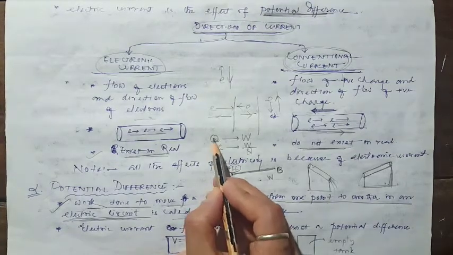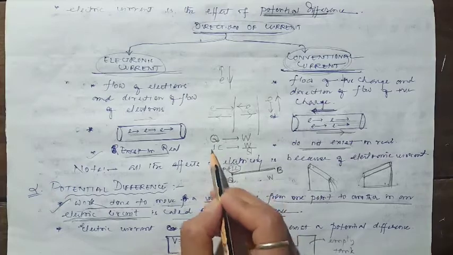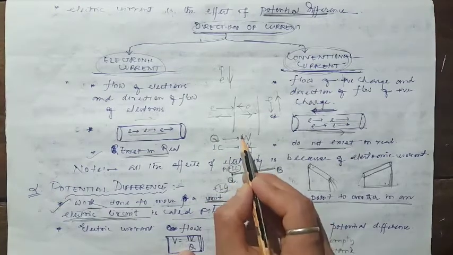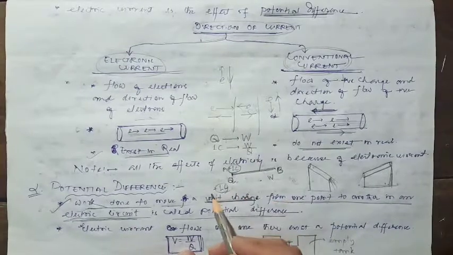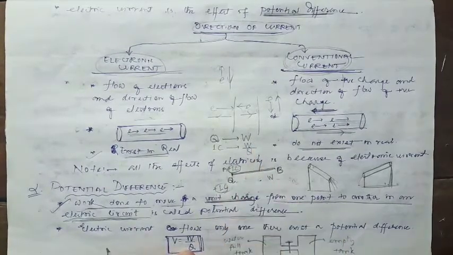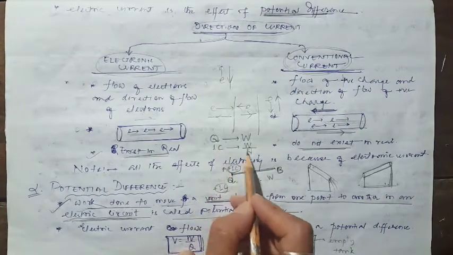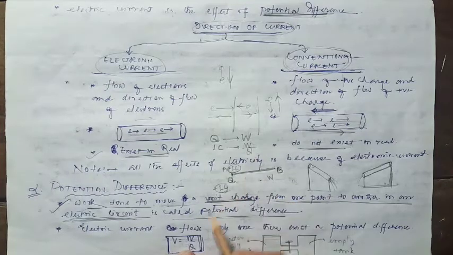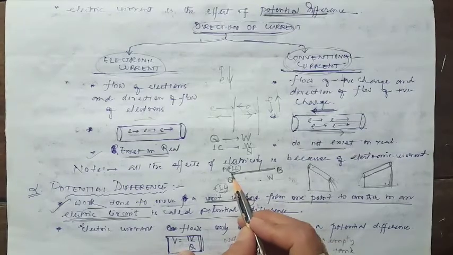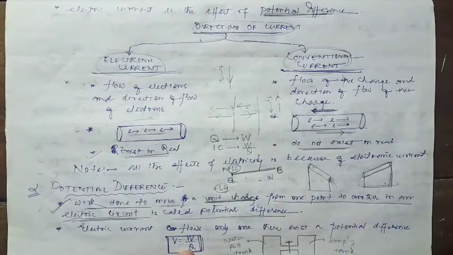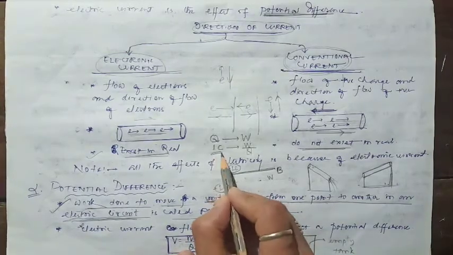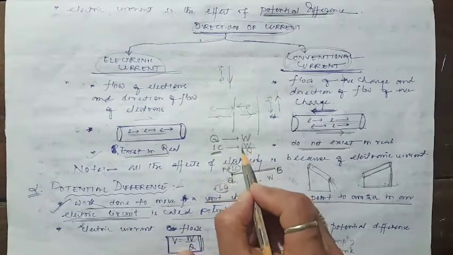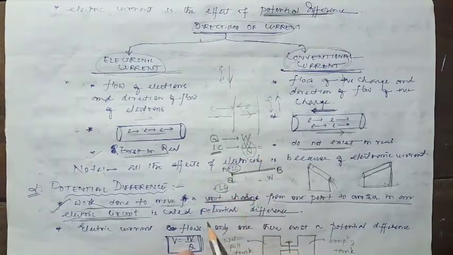If I want to move Q coulomb of charge from point A to point B, I have to spend W amount of work, or W amount of energy. If I want to move 1 coulomb of charge from point A to point B, the amount of energy we need to spend is W by Q. And just a while ago, what did I say? To move 1 coulomb of charge from point A to point B, the amount of energy spent is called potential difference. Now the amount of energy spent to move 1 coulomb of charge is this much. So this is potential difference.